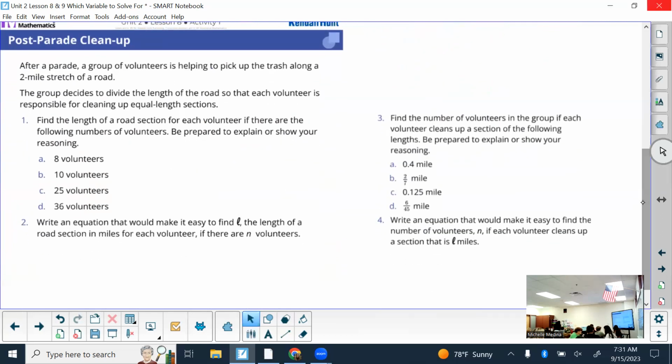So, post-parade cleanup. It's also on your paper if you want to follow along. After a parade, a group of volunteers is helping to pick up the trash along a 2-mile stretch of road. The group decides to divide the length of the road so that each volunteer is responsible for cleaning up equal length sections. Find the length of a road section for each volunteer if there are the following numbers of volunteers. Be prepared to explain your reasoning.